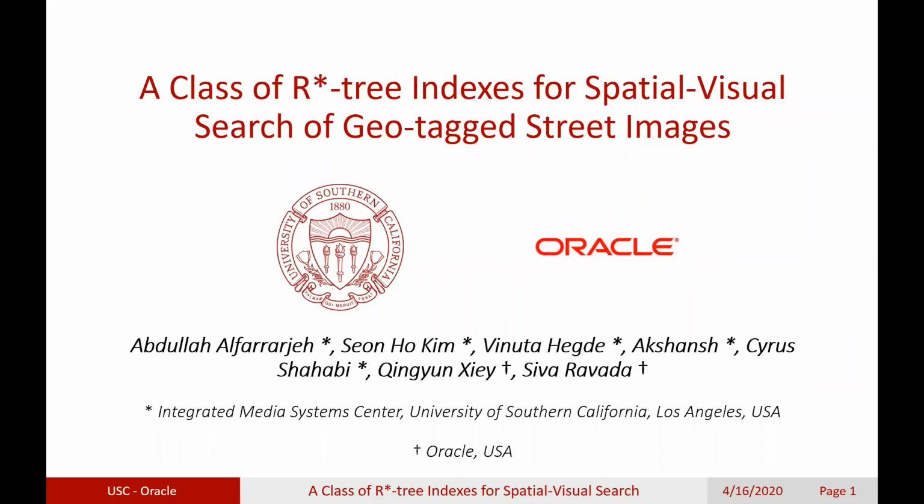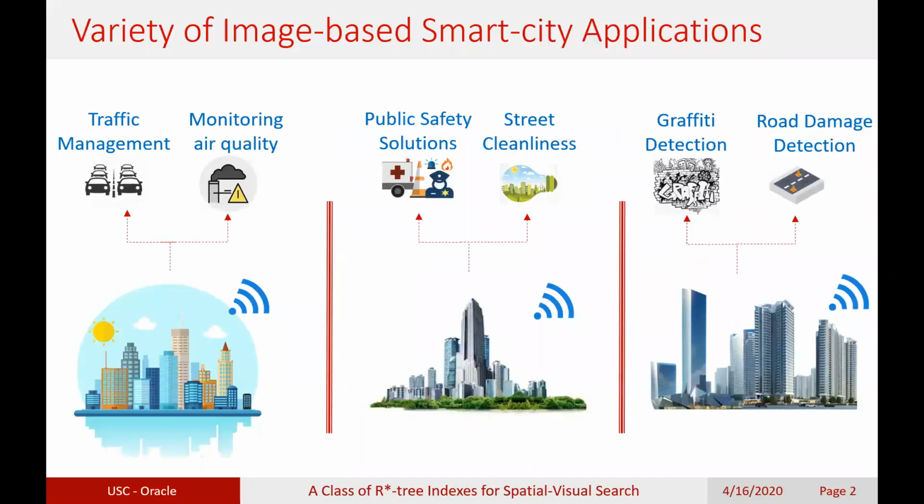Today I will present our research paper titled A Class of R-Star Tree Indexes for Spatial Visual Search of Geotagged Street Images. As you know, nowadays many smart city applications are image-based. These applications include traffic management, monitoring air quality, and street cleanliness. Such smart city applications are built using machine learning algorithms, which require training on a set of similar images within a specific geographical region.